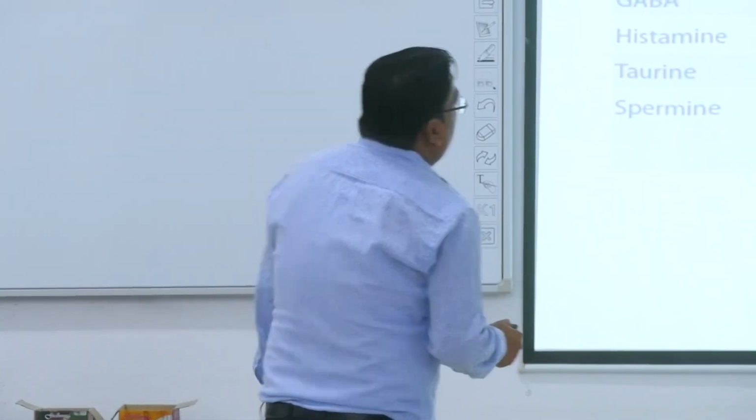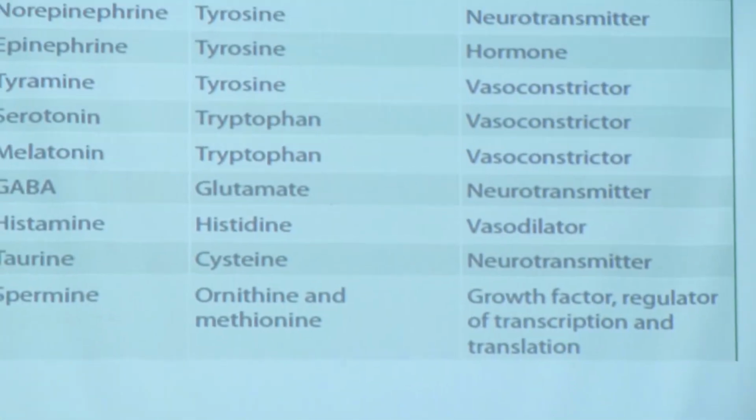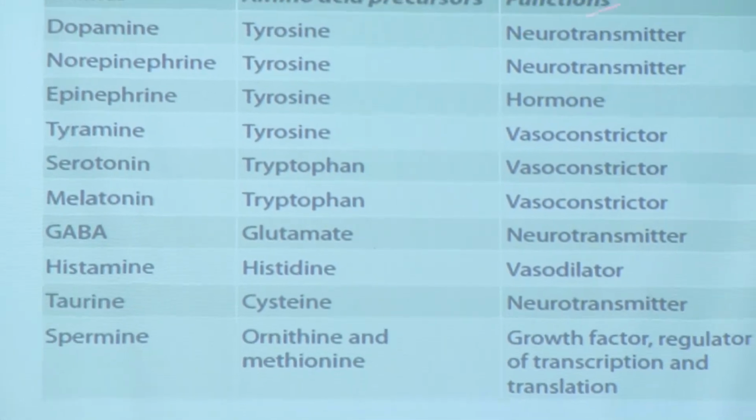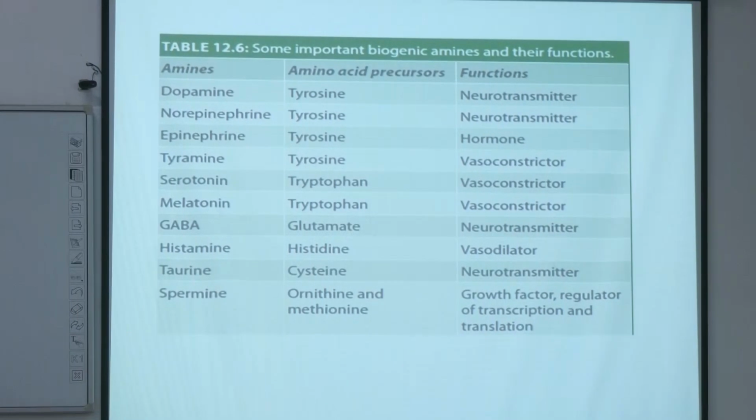These are all biogenic amines and their important functions. Dopamine is formed from tyrosine. It functions as a neurotransmitter. Norepinephrine, neurotransmitter. Epinephrine acts like a hormone. Serotonin, vasoconstrictor. GABA, neurotransmitter. It is actually a neuroinhibitor.